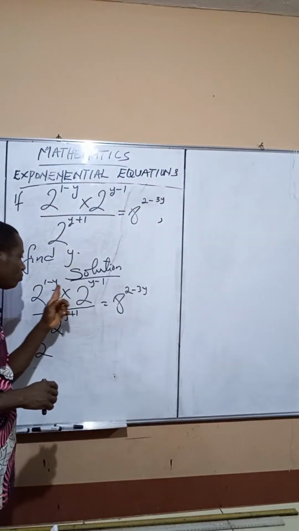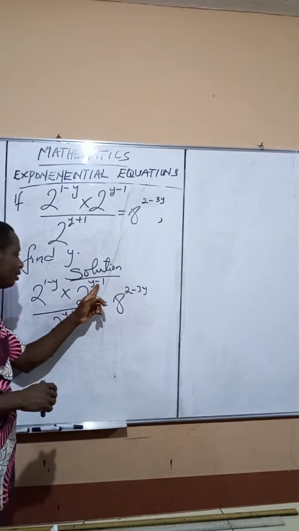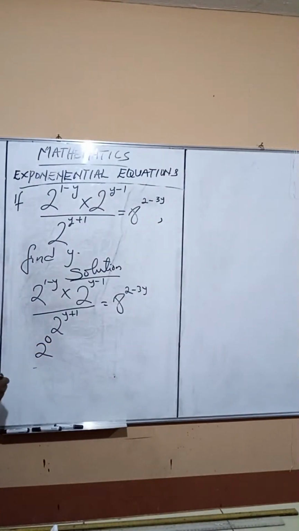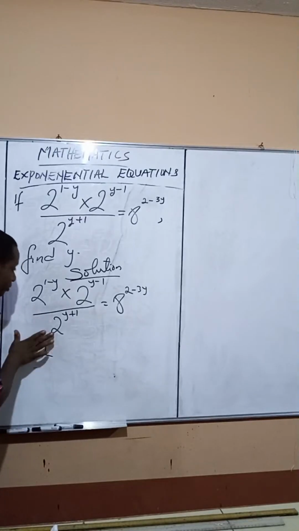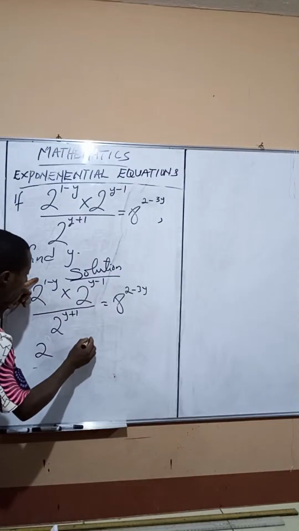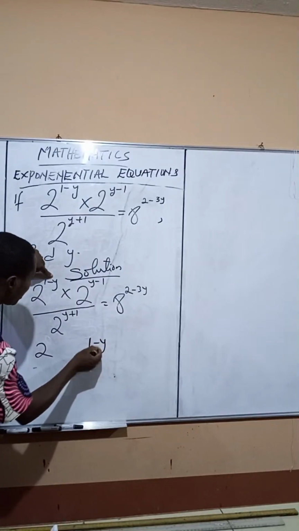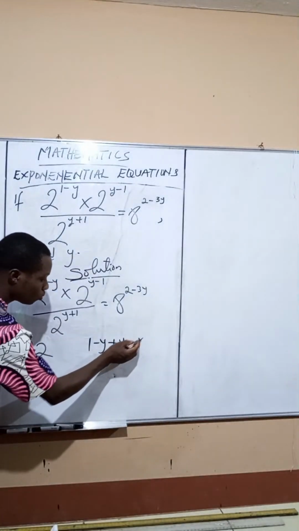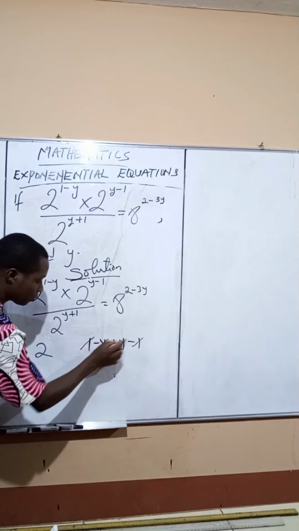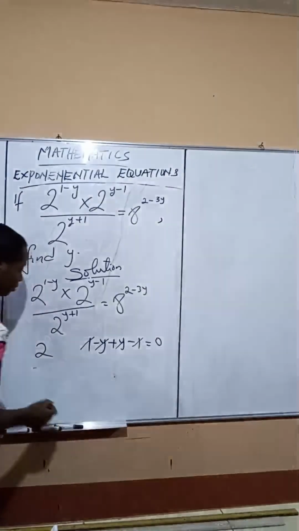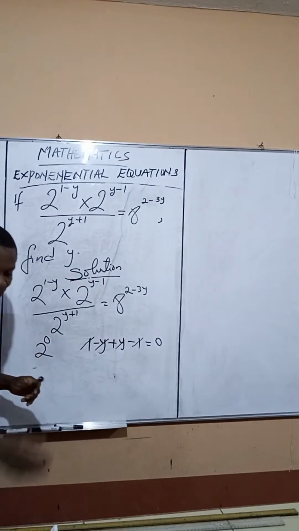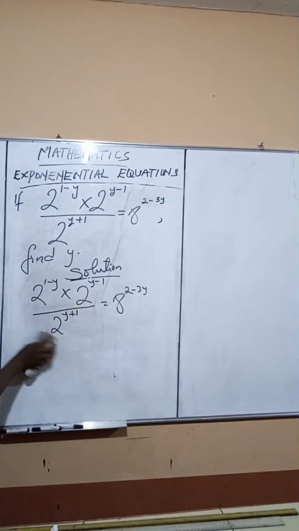What we are going to do is add up the exponents. This exponent will be 0, so we are going to have 2 raised to power 0. I will explain why. Look at it: add up 1 minus y plus y minus 1. This minus will cancel this plus, this 1 will cancel this 1, and that gives us 0. That means we are going to have 0 here. I'm sure we are getting it, right? So that's what we are going to do at the numerator.